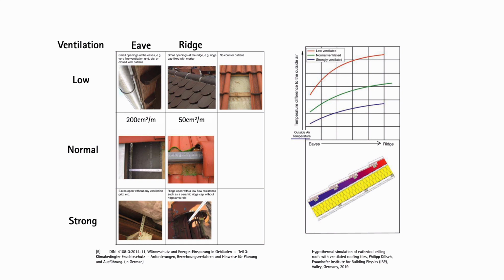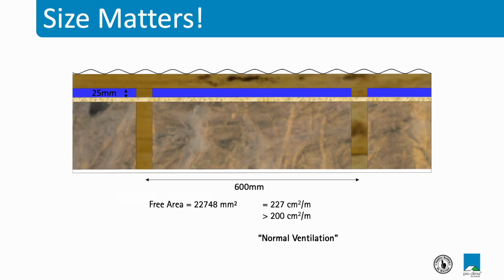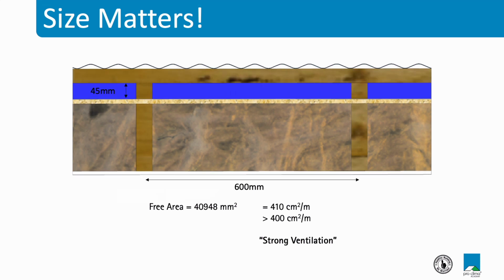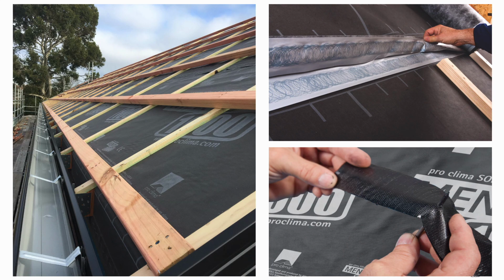To induce strong ventilation, we just double it. So we have 400 square centimeters per linear meter at the eave and 100 square centimeters of open area at the ridge. So in practical terms, this equates to a 25mm counterbatten for normal ventilation and a 45mm counterbatten for strong ventilation. So pretty easy to do, and we're getting more and more examples of this being done out in the field.